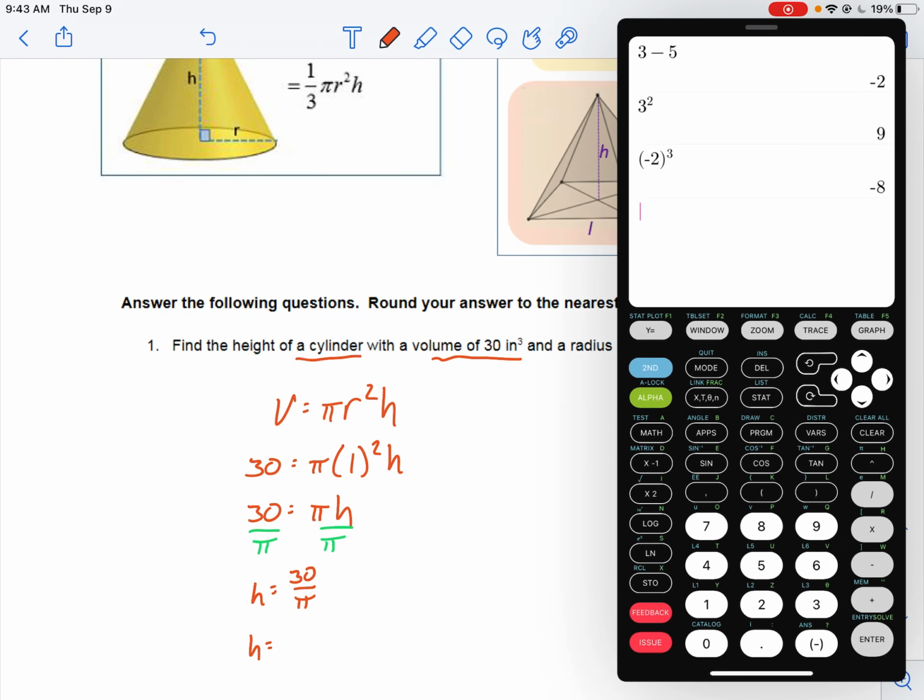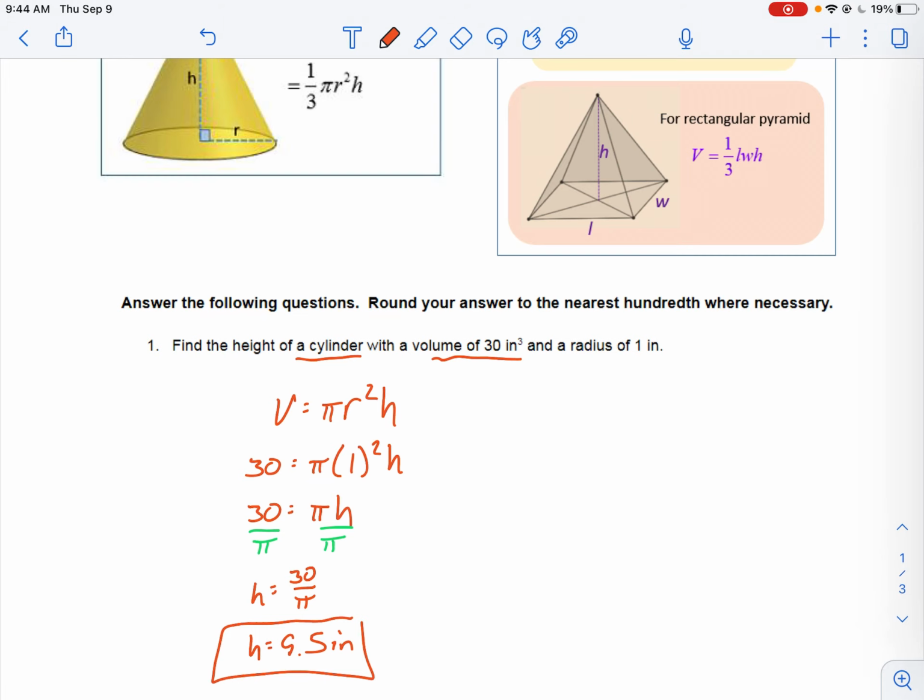So I'm going to open up my calculator and I'm going to go 30 divide second pi, and there I go. I have 9.5 and my units are linear and they're inches. So that's it for number one.